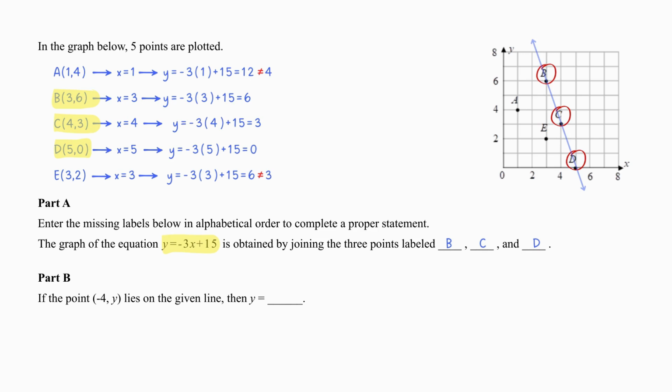So the 3 points that belong to the line, in alphabetical order, are B, C, and D. Part B. Now the question asks if the point (negative 4, y) is on this same line. What is the value of y? Substitute x in the equation with negative 4. y equals negative 3x plus 15. So y equals 27.